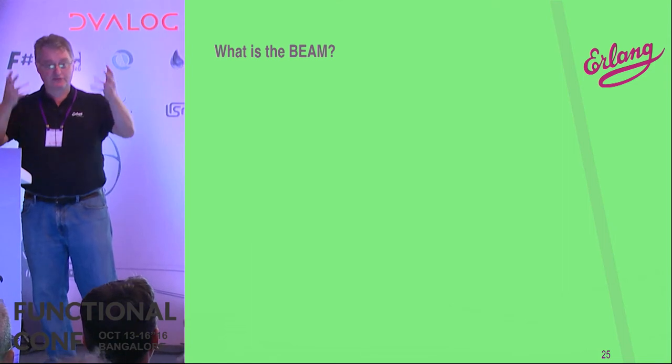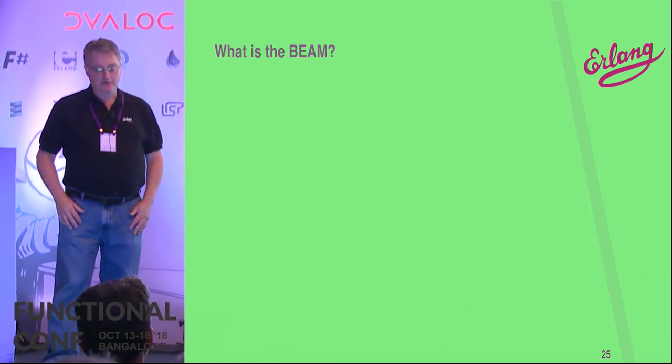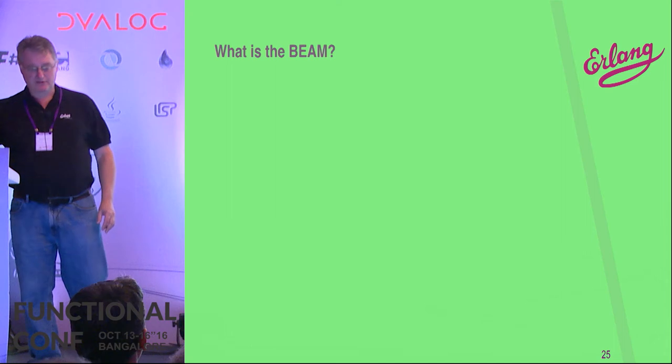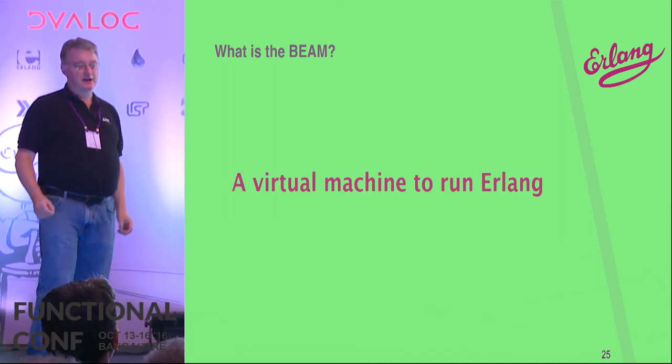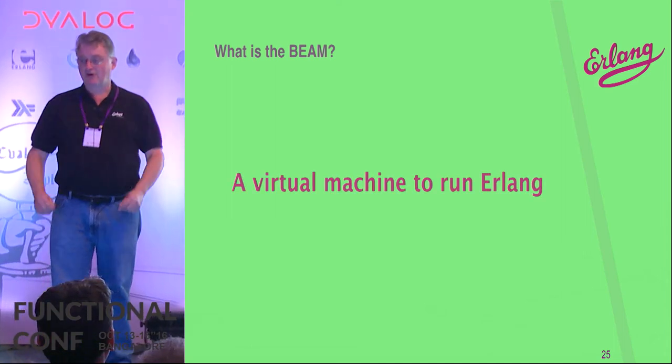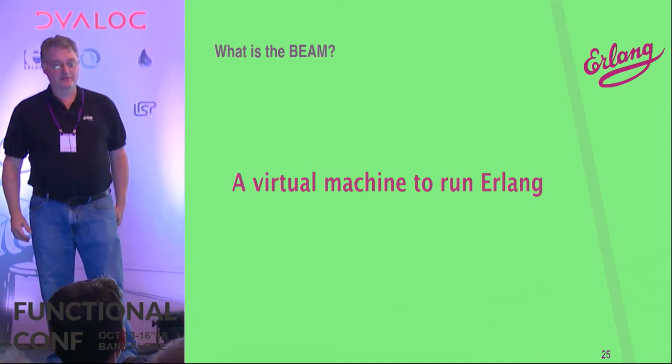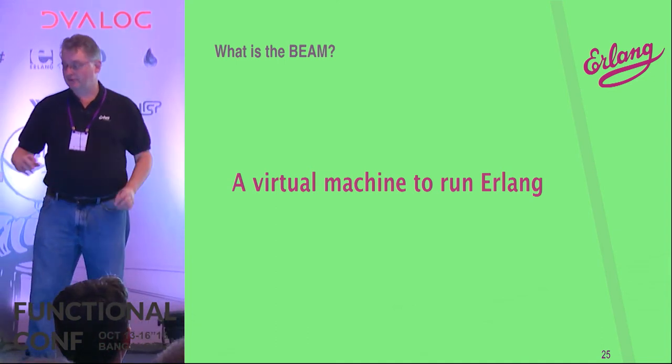So now we've gone to the top level. Now we'll just go down to the bottom. So what is the beam? And we're almost done here now. It's a virtual machine to run Erlang. Okay, which says very little and says very much. That's all it is. That's what it's designed to do.